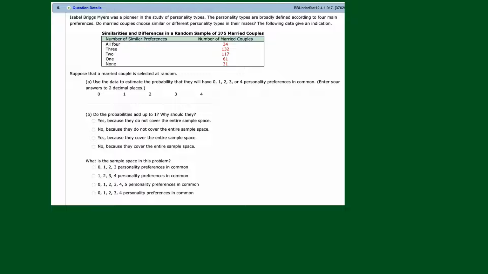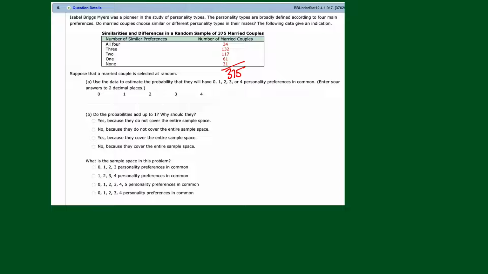Now, I added those numbers up. I wanted to find out what the total sample size was, and I got 375. Maybe I need that, maybe I don't. Well, right away, I think I'm going to need it. Part A, use the data to estimate the probability that they will have 0, 1, 2, 3, or 4 preferences in common. Enter your answers to 2 decimal places.